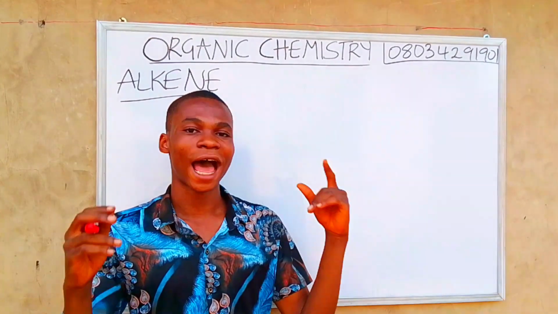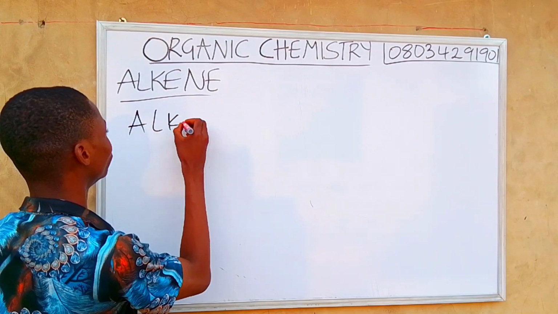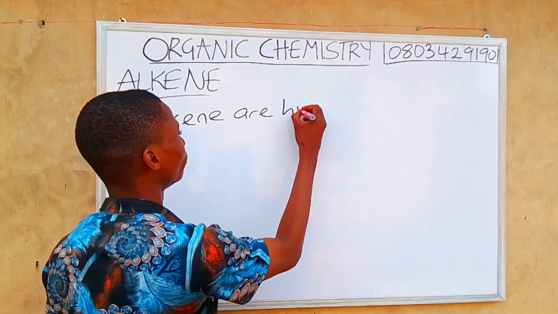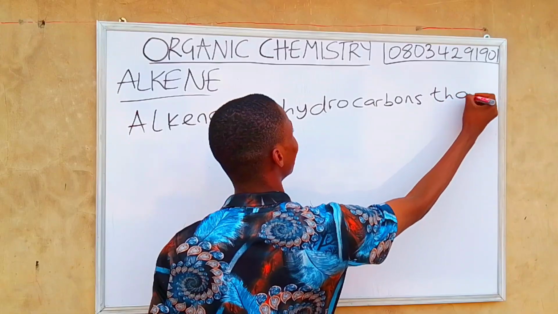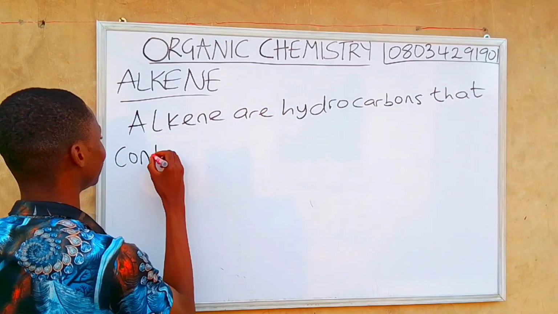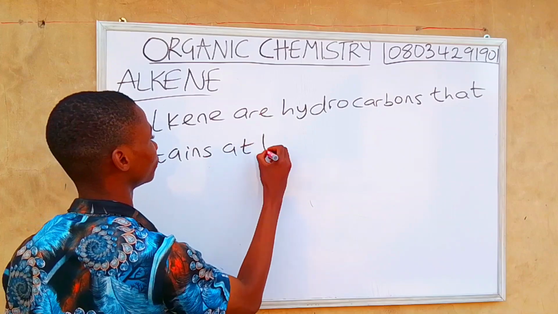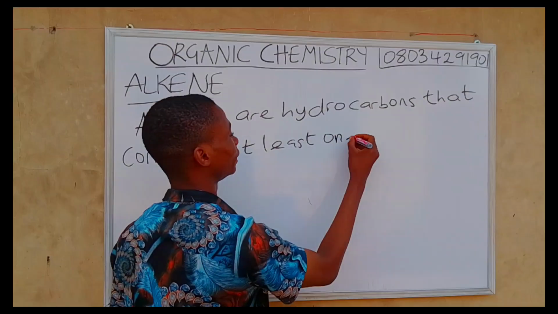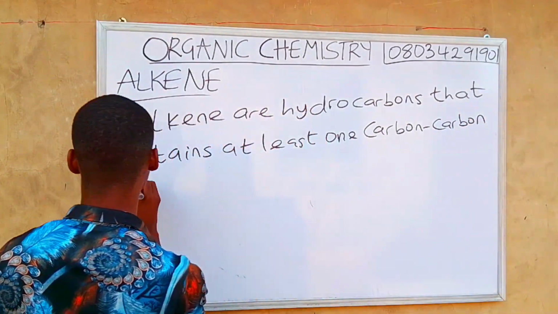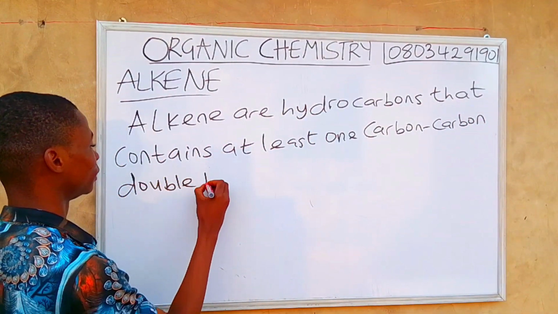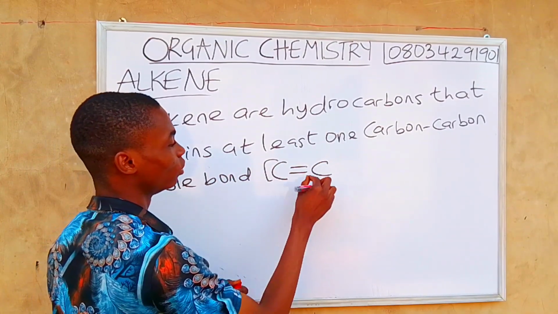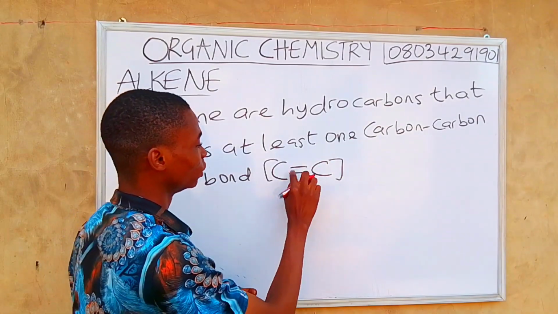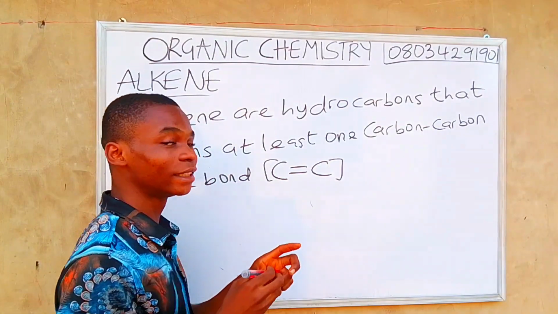So now we'll be discussing alkene. Alkene are hydrocarbon that contains at least one carbon to carbon double bond. Let me draw it now. 1 carbon to carbon double bond. You can see carbon to carbon double bond. I already explained: 2 is double bond, 1 is single bond, and 3 is triple bond.